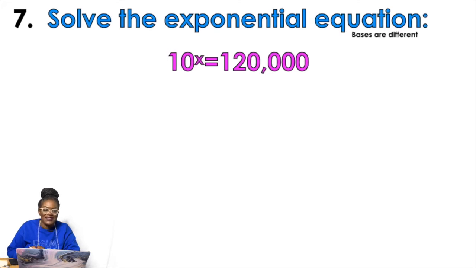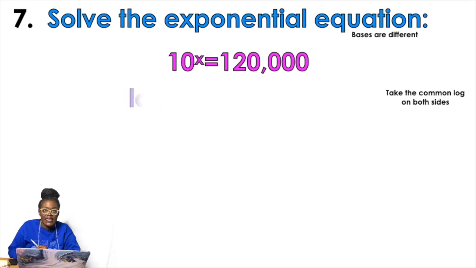Example number 7. Okay, so similar thing. I have 10 to the power of x, and then I have 120,000. We're going to take the common log of both sides. Now, why the common log and not the natural log, Miss B? Great question. You're going to take the common log and not the natural log because I have a base of 10. And so remember that the common log is in base 10.